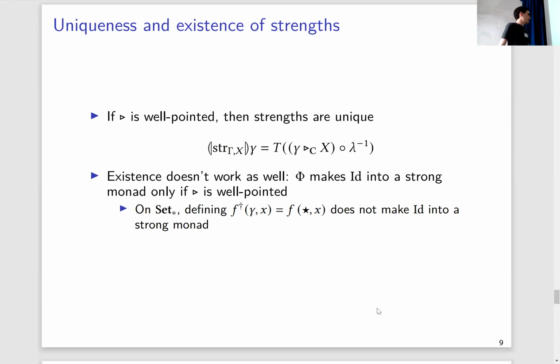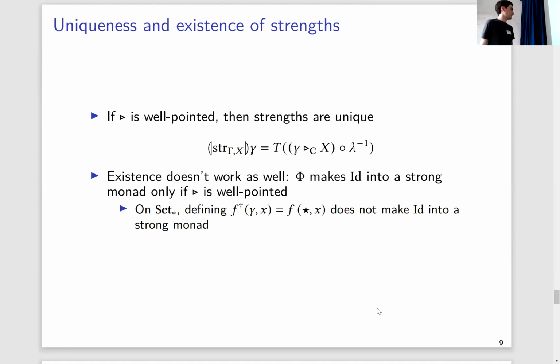So again, we can ask the same questions about uniqueness, existence, that sort of thing. Uniqueness is actually pretty easy. We just do the same thing that we have for uniqueness of strong functors, and it just works perfectly for strong monads as well. So if the action is well pointed, strengths are unique whenever they exist, even for monads.